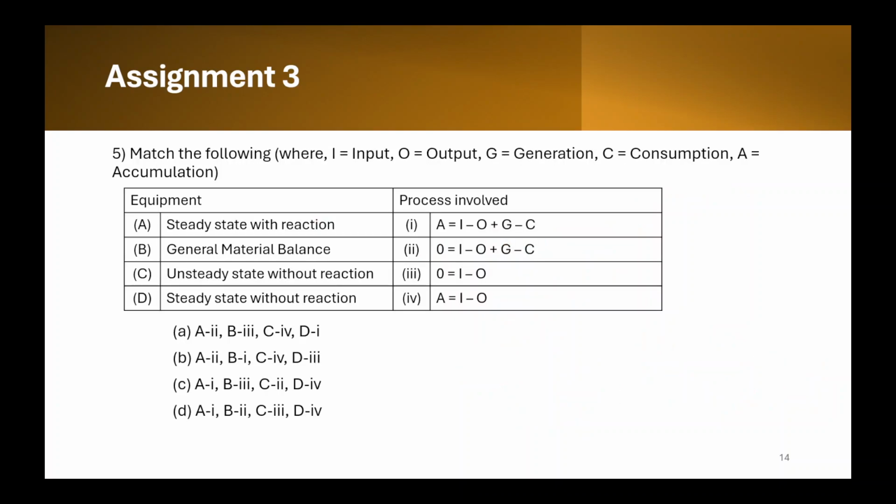Next, match the following. Here I is equal to input, O is equal to output, G is equal to generation, C is equal to consumption, and A is equal to accumulation. So we need to match with the correct answers. Steady state with reaction. We have done this, I guess. What will be the correct answer here?